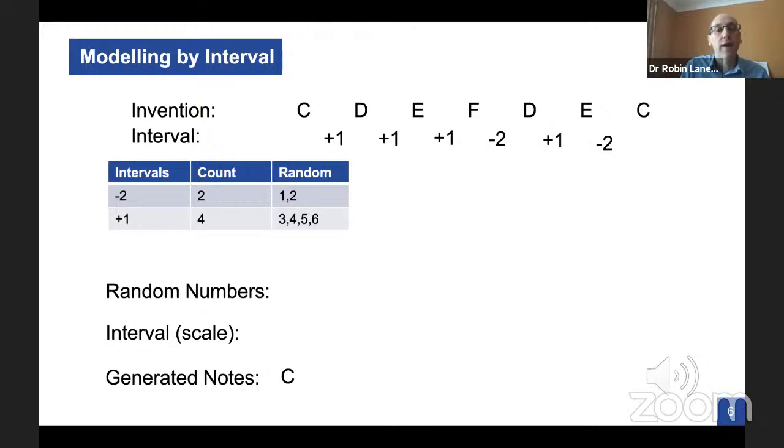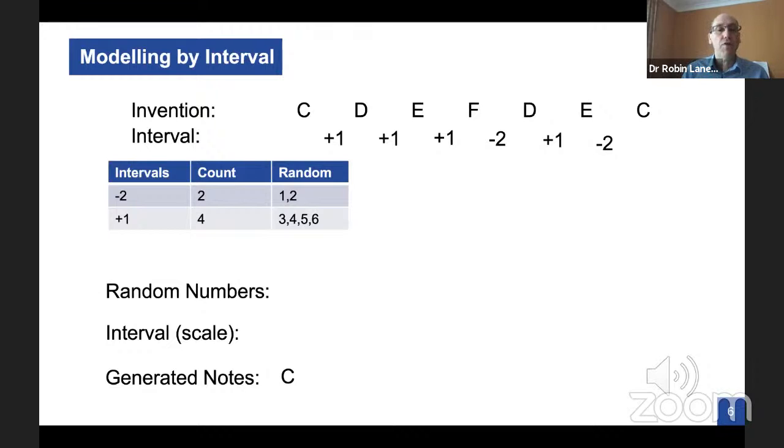And I'm going to build a model of that, kind of similar to what I did before. We can see that there are 4 instances of +1. So I put that into my model. I've got +1 for a count of 4. And there are 2 instances of -2. So I put that in my table. I've got intervals of -2 that happen twice. Again, I'm going to use random numbers. Now we can see that there are twice as many +1s as -2s. So I can allocate twice as many random numbers to +1 as to -2. So I can use a standard die now and use the numbers 1, 2, 3, 4, 5, 6.